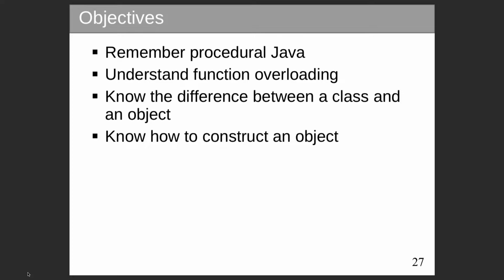The next thing we want to understand is something called function overloading, and this is the Java definition of function overloading. Then we're going to talk about the difference between a class and an object. And objects are this key core part of object-oriented programming. It's not just a clever name, and I want you to know the difference between those two things. And then finally, we're going to look at something called constructors for how we build objects.